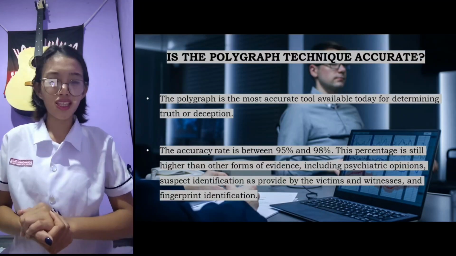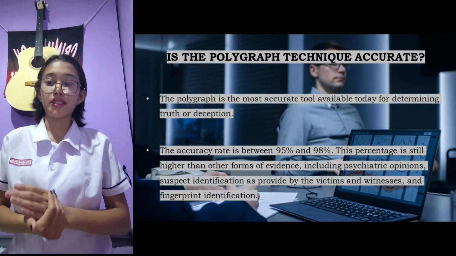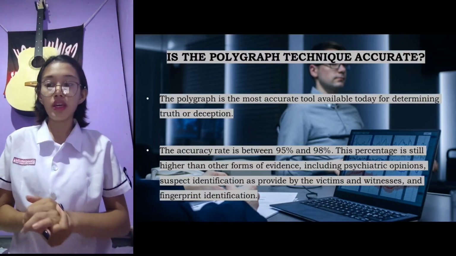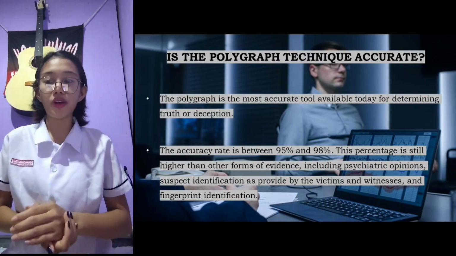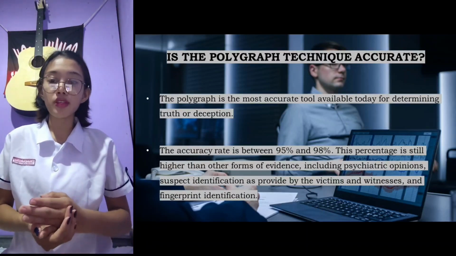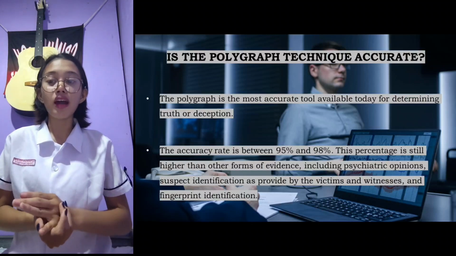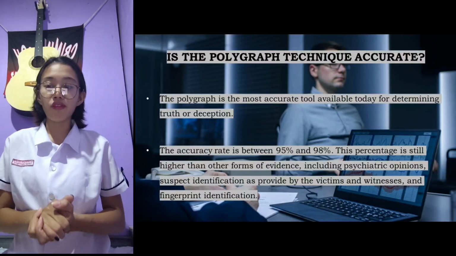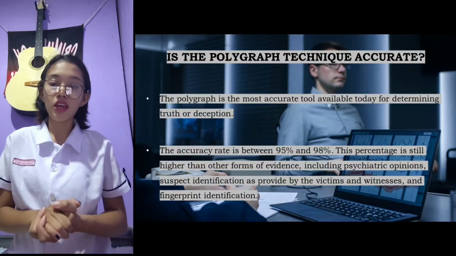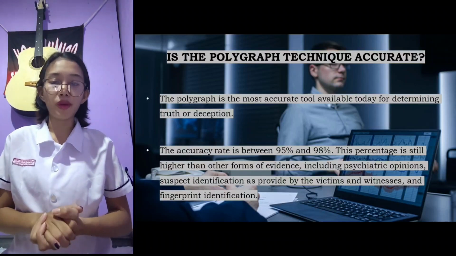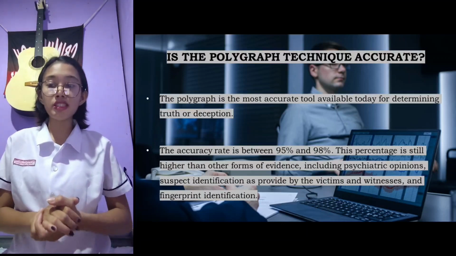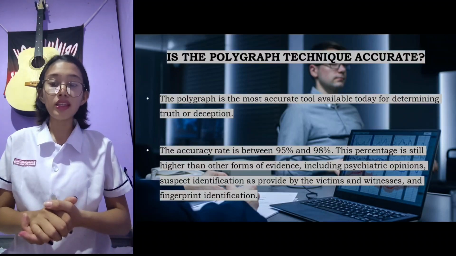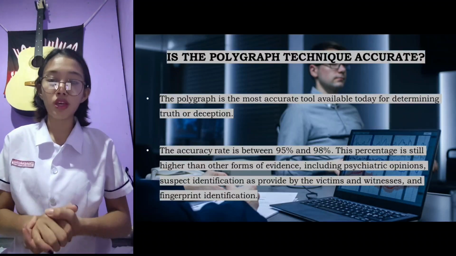So, the polygraph technique is accurate. The polygraph is the most accurate tool available today for determining the truth or deception. The accuracy rate is between 95 and 98%. This percentage is still higher than the other forms of evidence, including psychiatric opinions, suspect identification as provided by the victims and witnesses, and fingerprint identification.